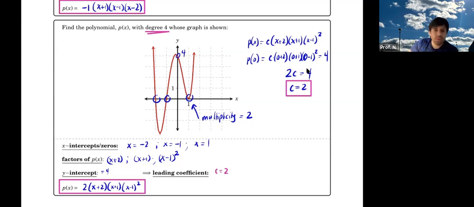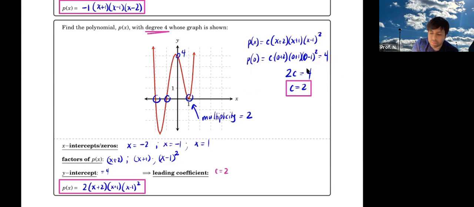The 2c, no, it's not because the multiplicity is 2. The 2c is because, I explained it, I have the factors, correct? I got the 1 factor, 2 factor, 3 factor. I know that when you multiply them, I get p of x. What I'm missing is the coefficient in front of everything, the leading coefficient. But what do I know? I know that the y-intercept is 4, which means that if I plug in 0 for x, I get my y value being 4.